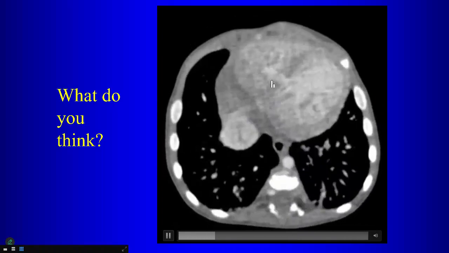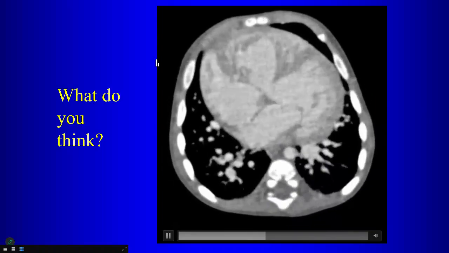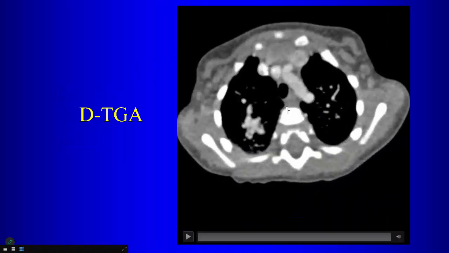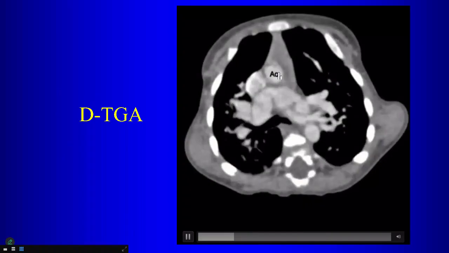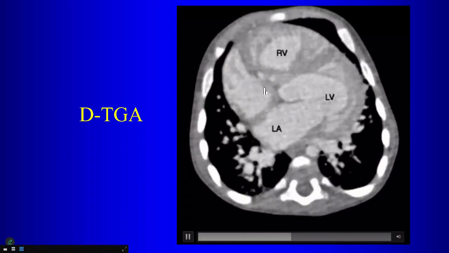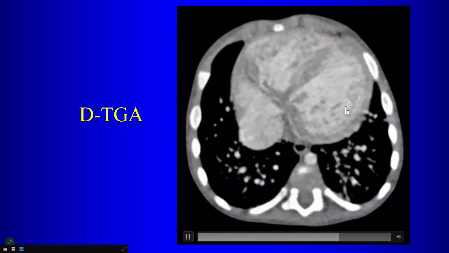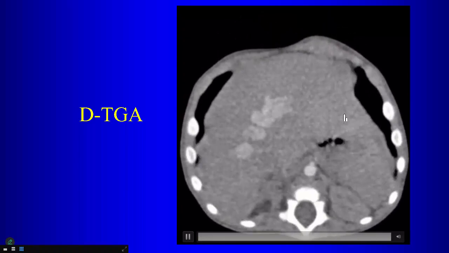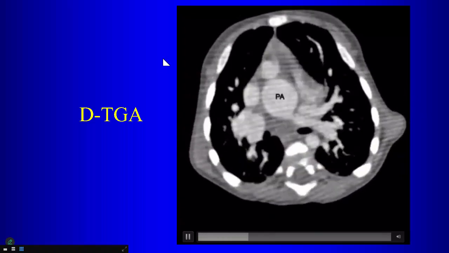So what do we call this condition? D-transposition. So you have ventricular arterial discordance, right? As we follow it down, you have the aorta coming down, going to the right ventricle. You have the pulmonary artery going to the left ventricle, but the right atrium connects to the right, the left atrium connects to the left. So you have atrioventricular concordance with ventricular arterial discordance. The aorta is anterior and to the right of the pulmonary artery.